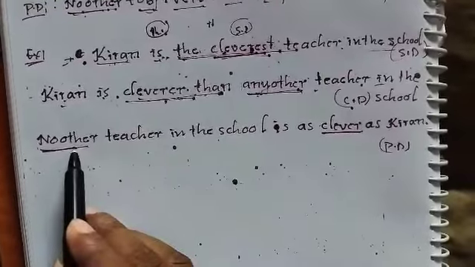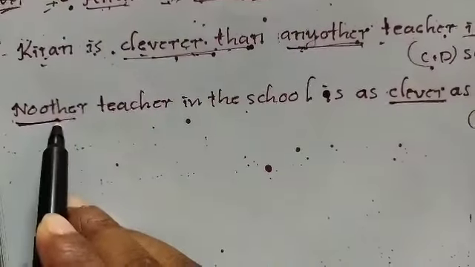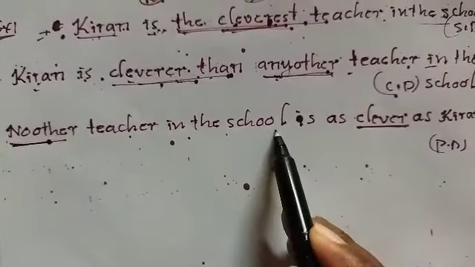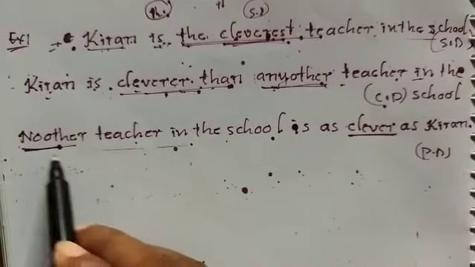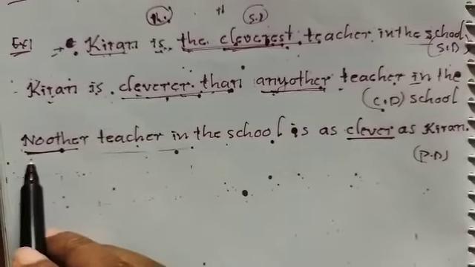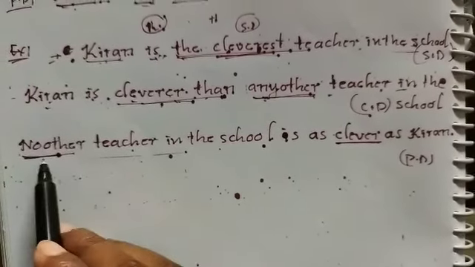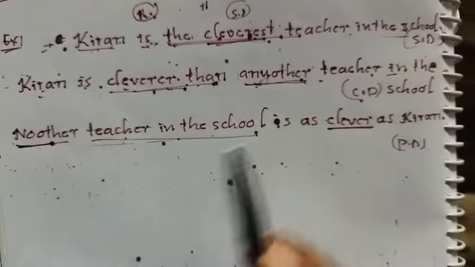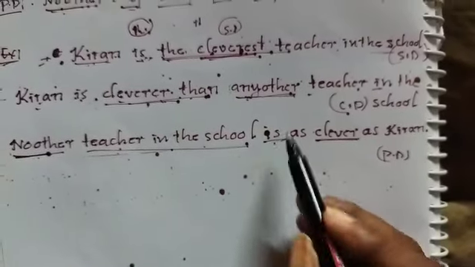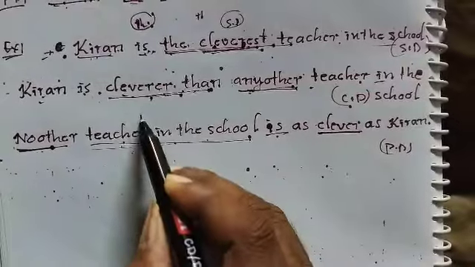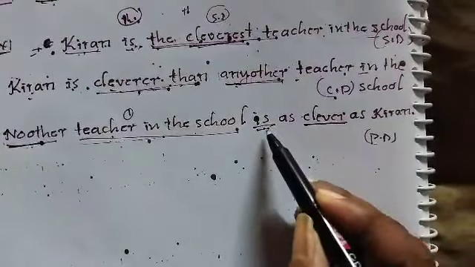So no other teacher in the school, no other. The latter, what is it? Subject. No other plus object. No other teacher in the school is the object; it totally comes under object. Then this is a verb. We are saying about one teacher, so we used is.